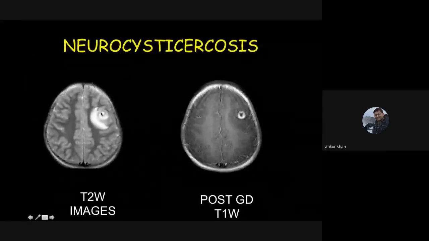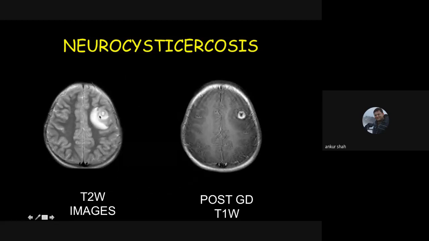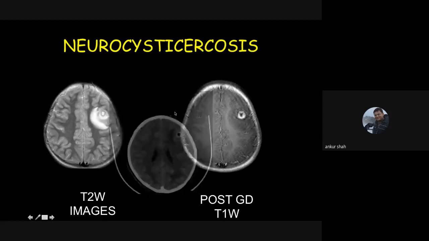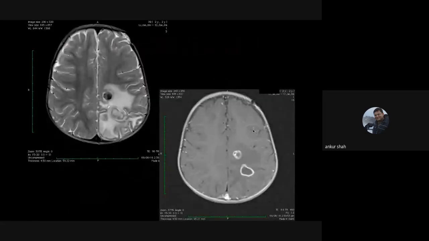Right. This is the appearance of neurocysticercosis. Again, it looks like a tuberculoma, a peripherally enhancing lesion, but there are some differences in the MR characteristics, and that is how we can differentiate that this is a neurocysticercosis. On CT scan also, it is peripherally enhancing with a small central scolex. Again, it is important to differentiate both these because the treatment is completely different for tuberculosis and cysticercosis.